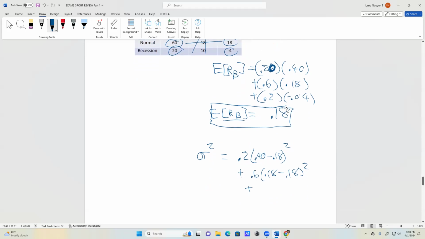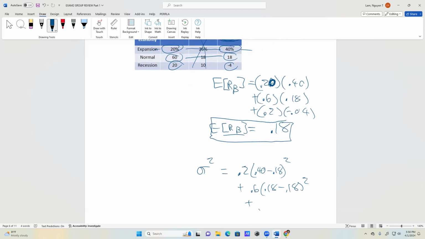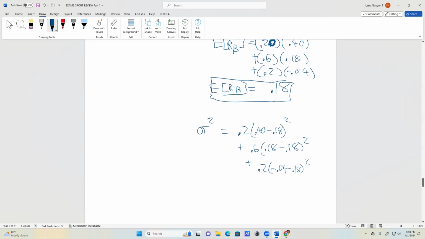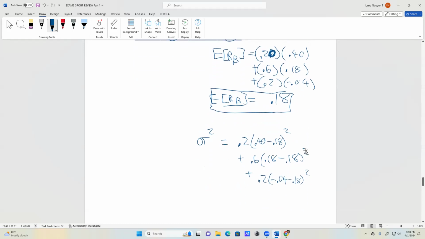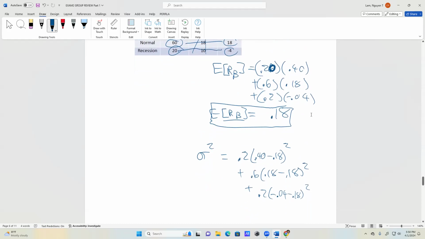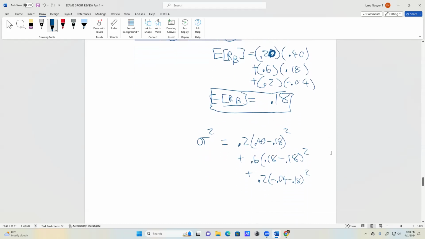Then lastly, the 20% probability, open the bracket, next to 20, 20% probability is negative 0.04 minus 0.18. Yes, this could be tedious if on the test. I imagine if she gives this problem, it's going to be brutal, but hey, at least we cover it. All right, and then if you do this and you square root it, that is the standard deviation of just stock B.